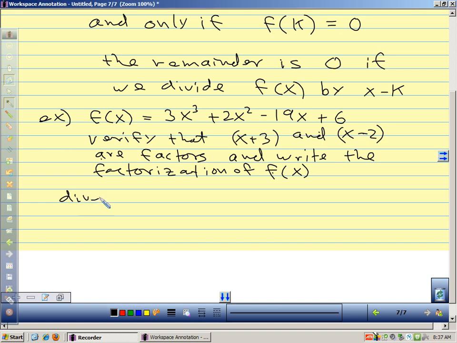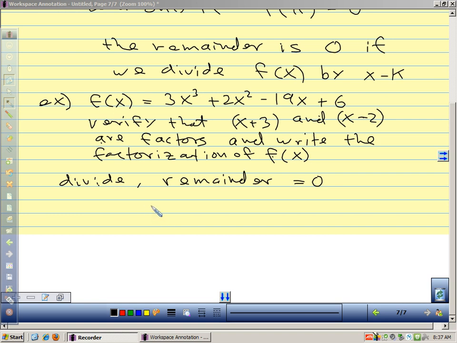We're going to divide, and the remainder equals 0 if we have a factor. So let's set up our synthetic division. We have decreasing powers of x. So I'm going to write 3, 2, minus 19, and 6. We're going to start with x minus 3. I'm sorry, x plus 3. So k equals minus 3.